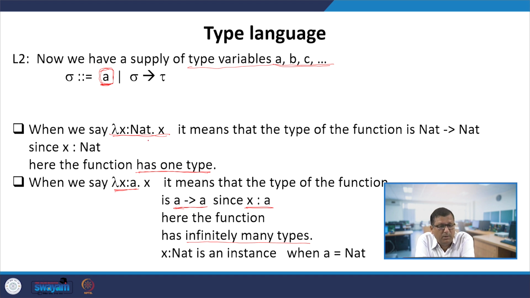From the language L1, we are going to have x colon nat dot x, this type of lambda and type annotated terms. Now, we are going to get this sort of terms, where the difference is that here A is a type variable, but there x was explicitly given a type called nat. When we explicitly assign, it will have one type, whatever is specified. Here it will have infinitely many types in the language L2.